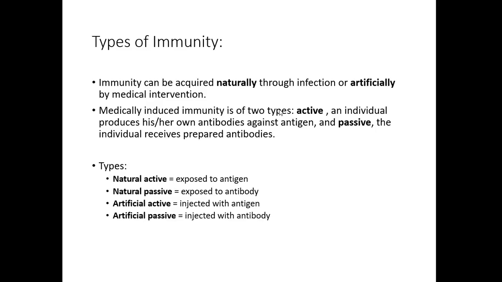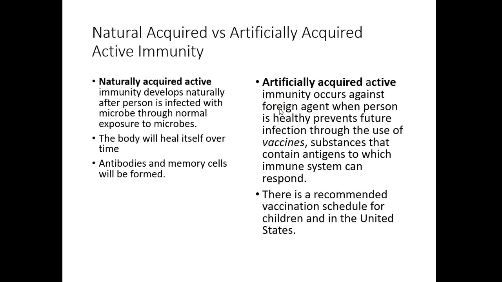So that leads us to our various types of immunity once you know those four terms. We can have natural active, natural passive, artificial active and artificial passive. So let's talk a little bit about those.